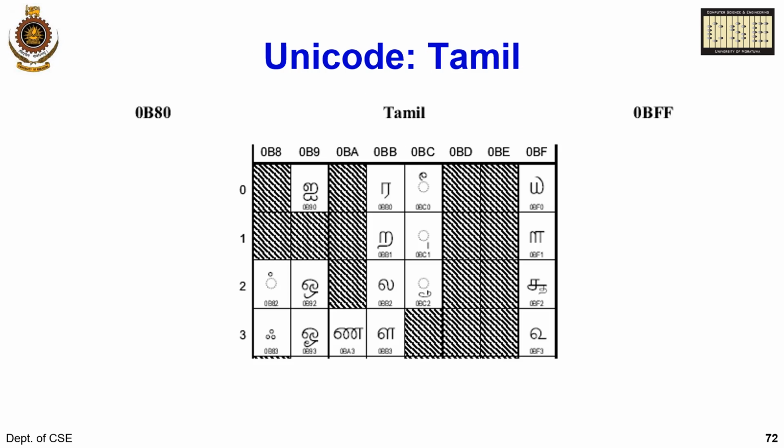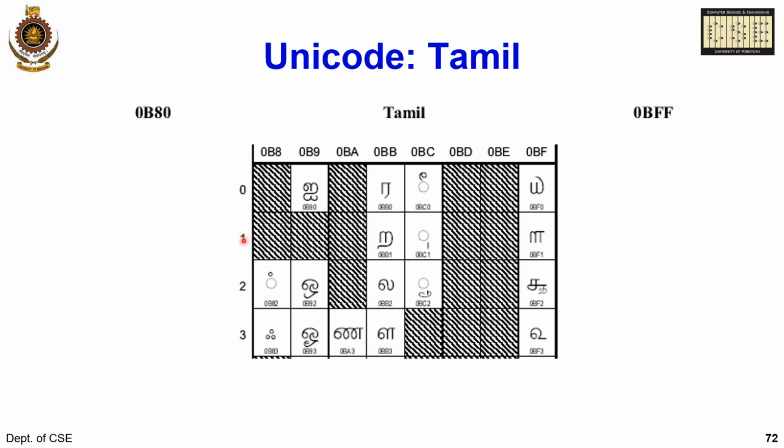Now let's look at how Tamil characters, or at least some of the Tamil characters, are represented in Unicode. In the previous slide, we only saw a part of the Sinhala characters. Here we see part of the Tamil characters. The whole range for Tamil is from 0B80 to 0BFF. That's the whole range allocated in Unicode for the Tamil script.